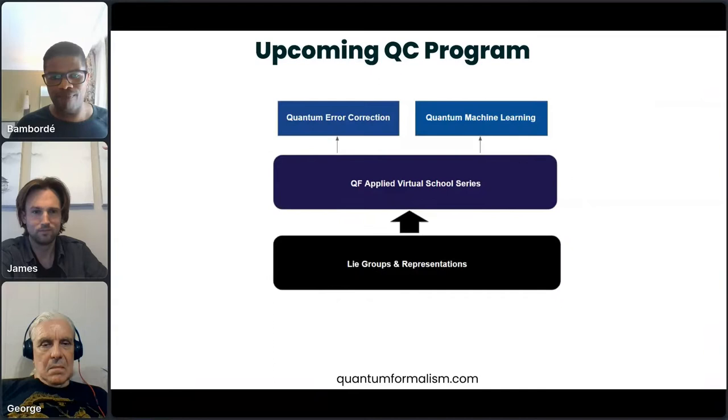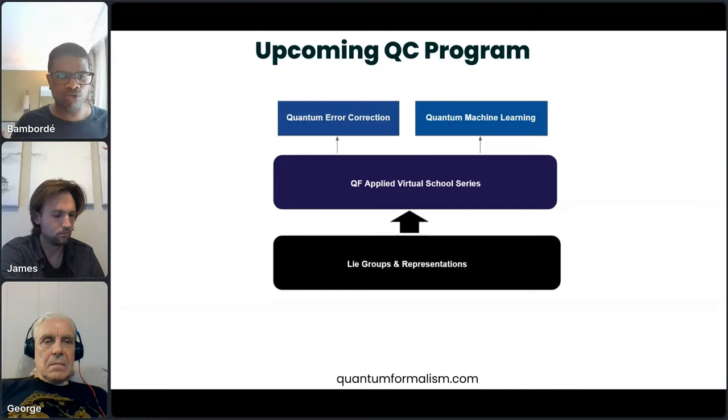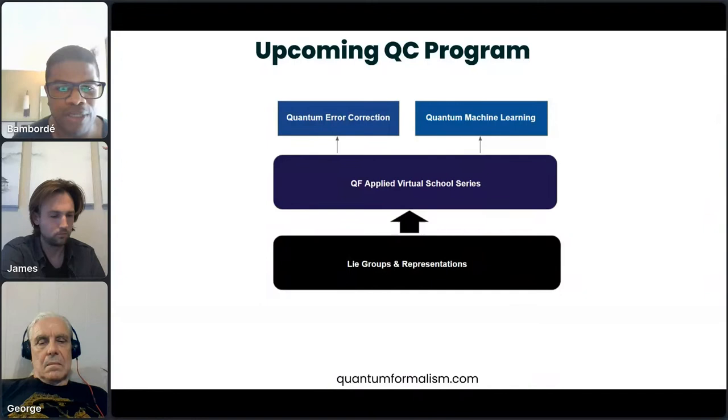But before I go through that, what's coming in terms of quantum computation? When we go through the current crash course on group theory, we'll have a crash course on Lie groups and representations. And then soon after, because your mind is fresh, we will have a virtual school series, maybe 2 weeks, possibly 3 weeks, where we will focus on quantum error correction and also quantum machine learning.